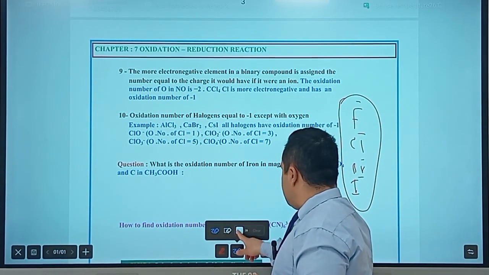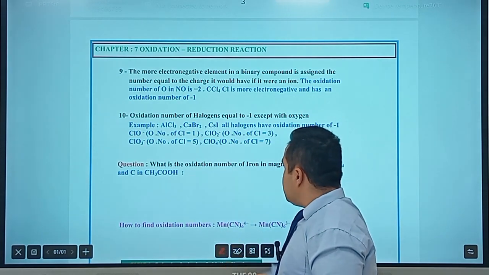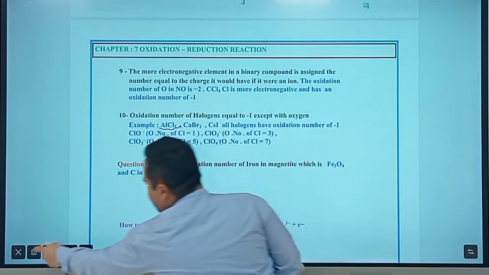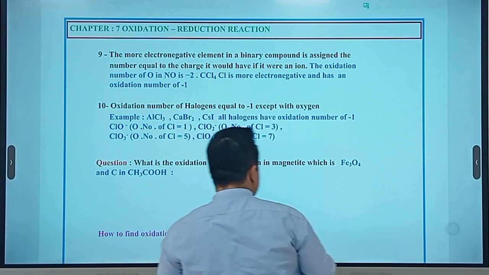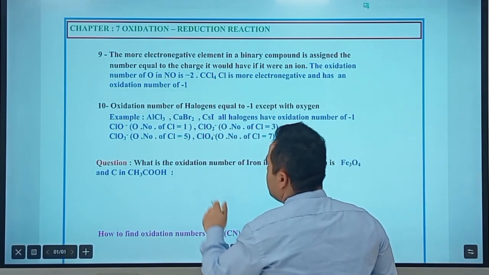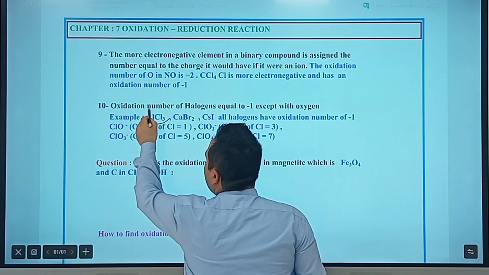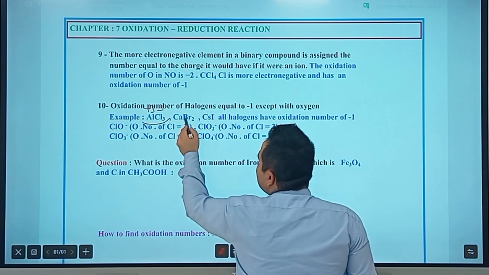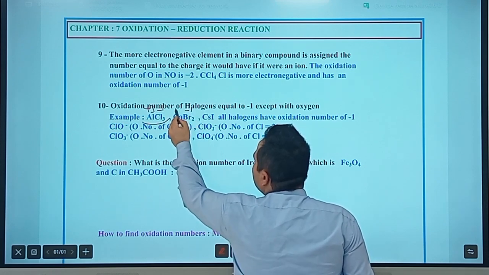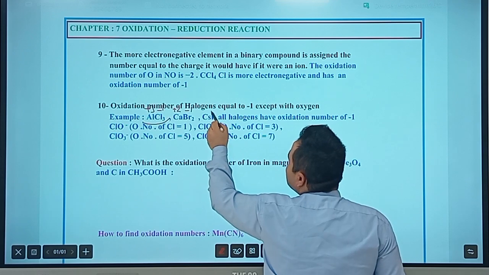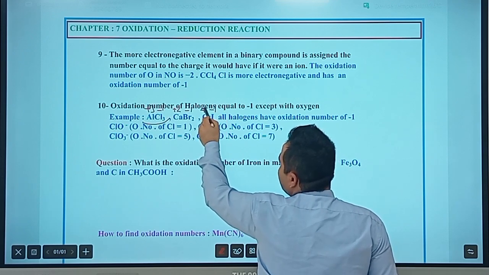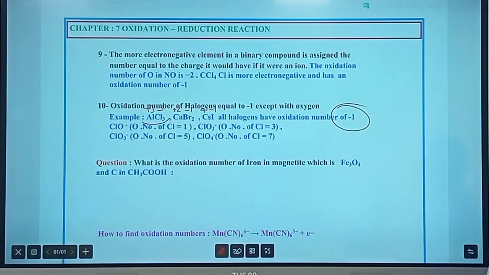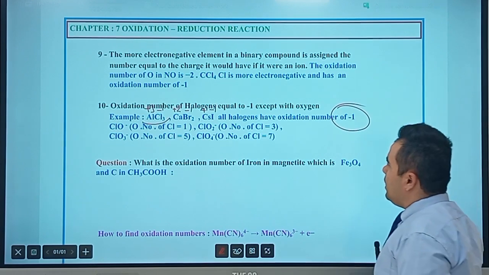Have a look at the usual case and the exceptional case as well. Let us provide some examples, guys. In this case, we have AlCl3. Cl is -1, aluminum becomes +3. CaBr2, Br is -1, and Ca becomes +2. CsI, I is -1, and Cs is +1. In these cases, all of the halogens' oxidation numbers are -1 because they come with other atoms, except oxygen.